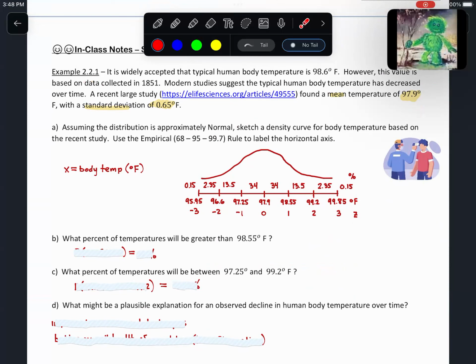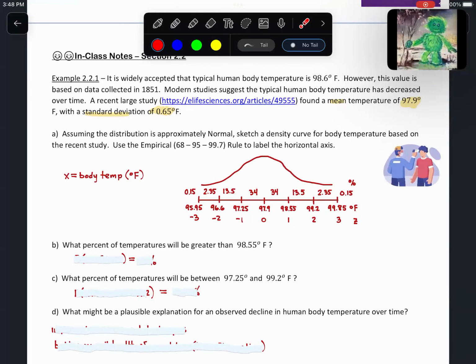Example 2.2.1, it is widely accepted that the typical human body temperature is 98.6 degrees Fahrenheit. However, this value is based on data collected in 1851. Modern studies suggest typical human body temperature has actually decreased over time. I've got a link to an article if you want to read some more about that. But a more recent study found a mean temperature of 97.9 with a standard deviation of 0.65 degrees.